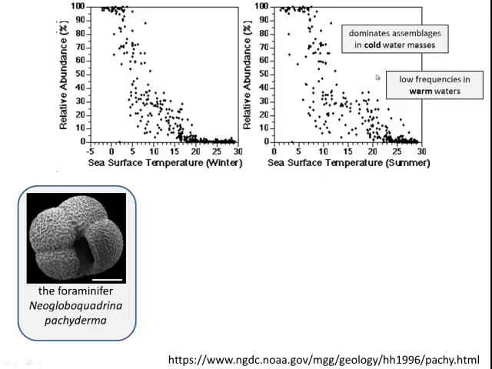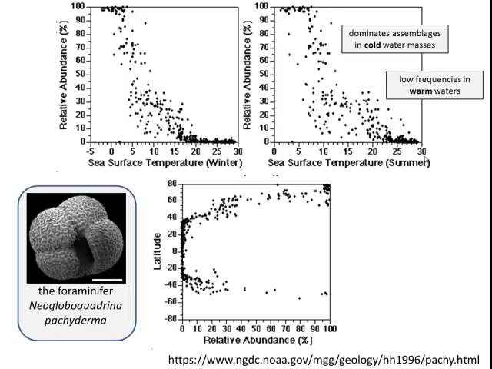So what we can see then is that this particular taxon dominates assemblages in cold water masses, and when you get to warmer waters, it occurs in much lower frequencies and forms a much smaller part of the abundance of the assemblage. So what you can actually do then is you can take that data and scale it on a global scale and relate it to latitude.